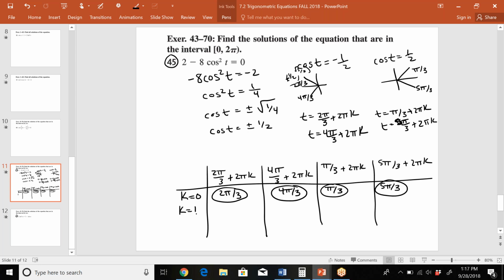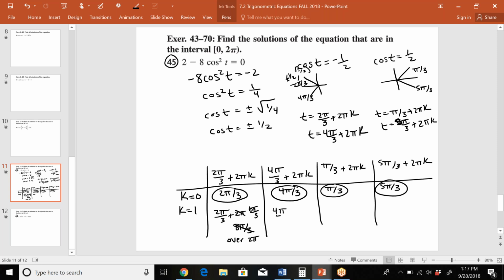When you plug in 1, you have to realize that you're going to be adding a 2 pi to your problem. But for us, adding 2 pi is really like adding 6 pi over 3. So this is 8 pi over 3. That is over 2 pi. So that means it's not in the region 0 to 2 pi. So that one's not going to count.